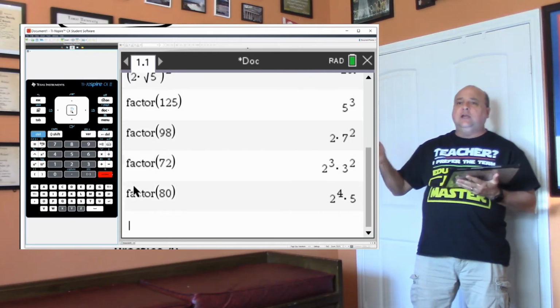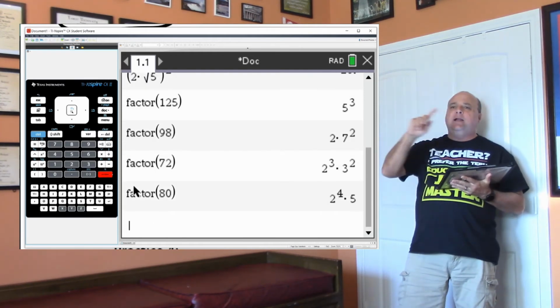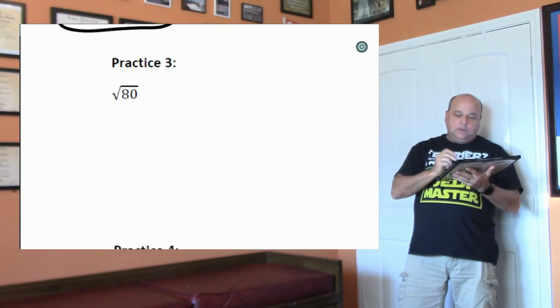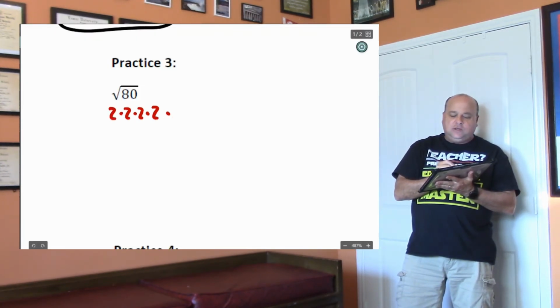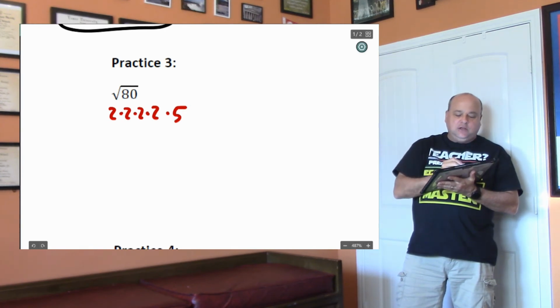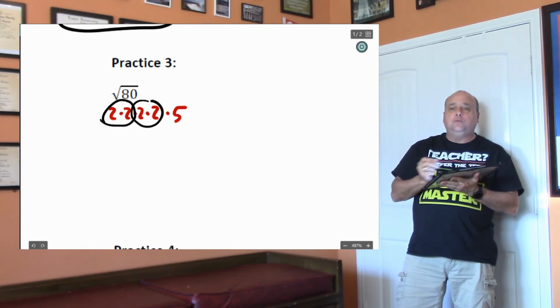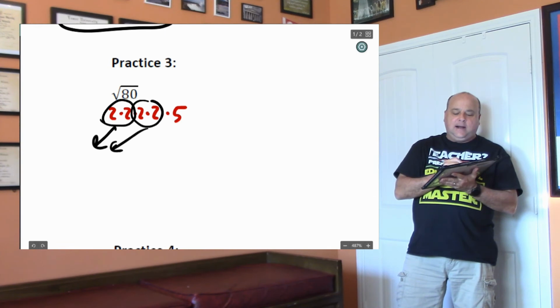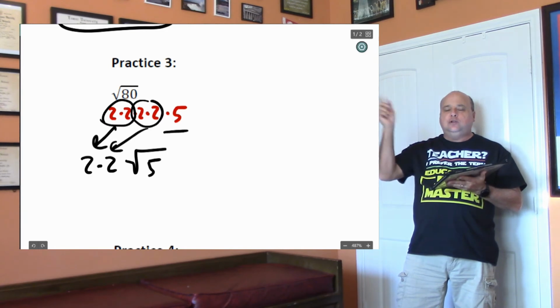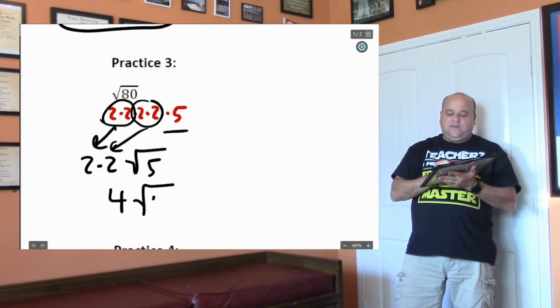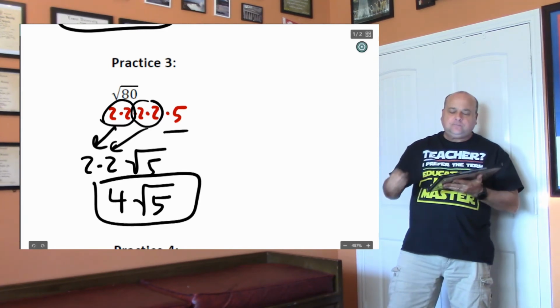And if you do that, you get 2 to the 4 times 5. So I need 4 2's and a 5. So I'm going to go back to my paper. Underneath 80, I'm going to write down 4 2's and a 5. And I'm going to circle a pair of 2's. I could circle 2 pairs, can I? So I could pull out how many 2's? I could pull out 2 2's and the 5 stays inside, doesn't it? So 2 times 2 is 4, and then the 5, this is the answer.